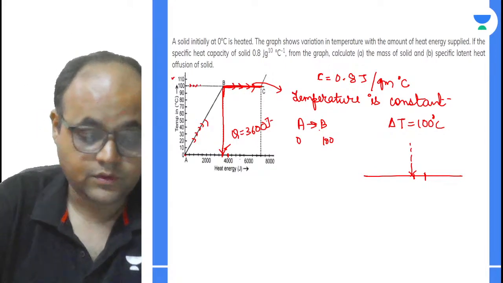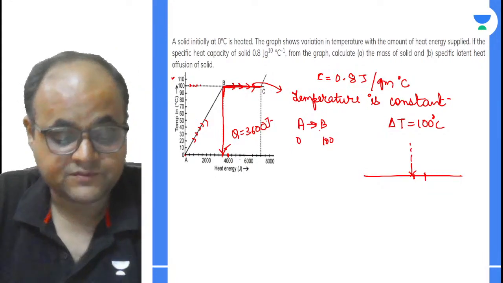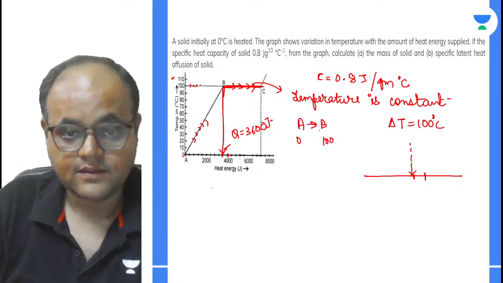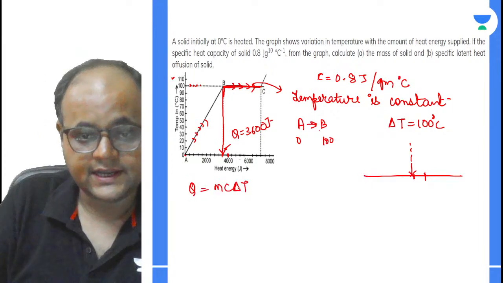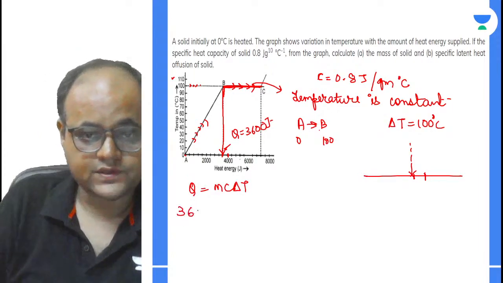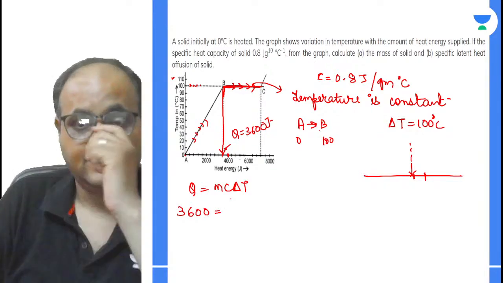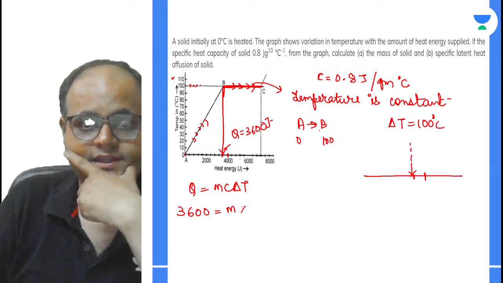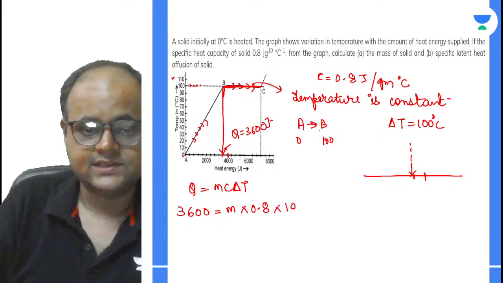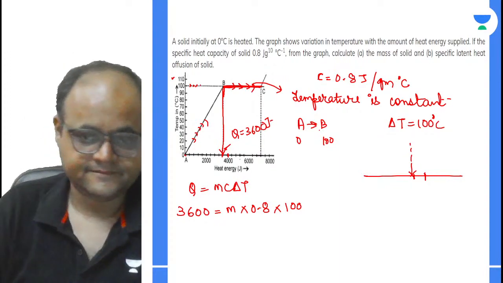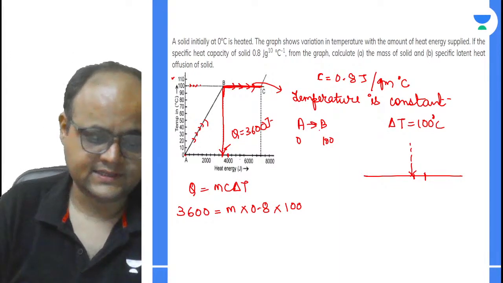So now what we have to do is use Q is equal to m c delta T. So Q is equal to m c delta T. What is Q? Q is 3600. m is what you have to find. c is 0.8. Delta T is 100. Okay.